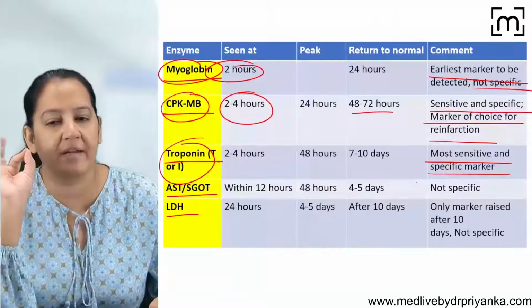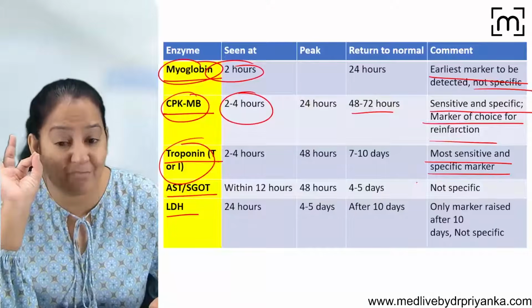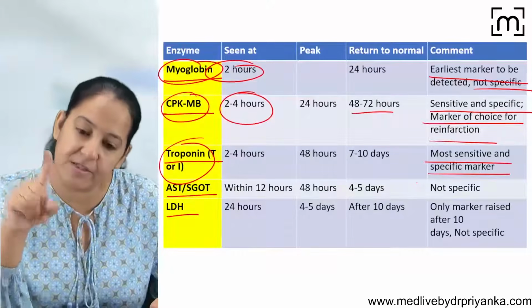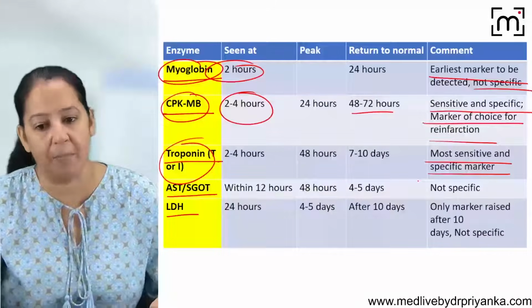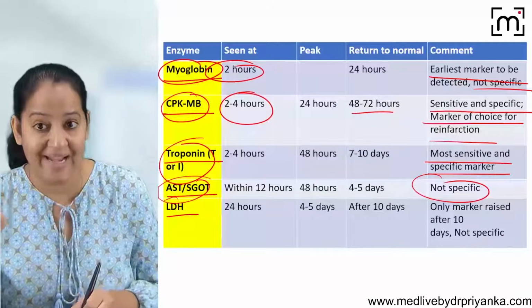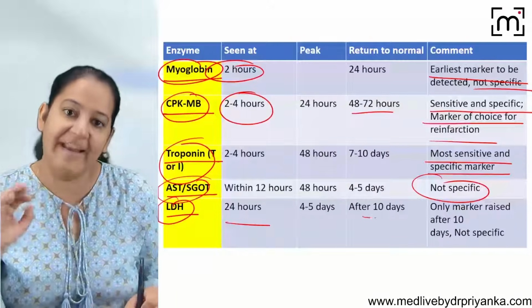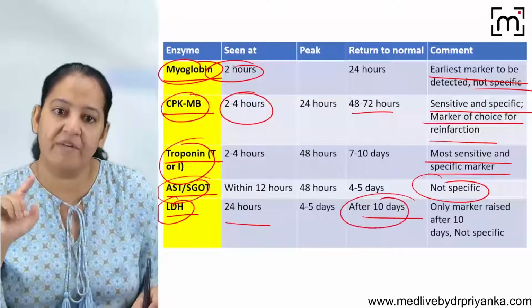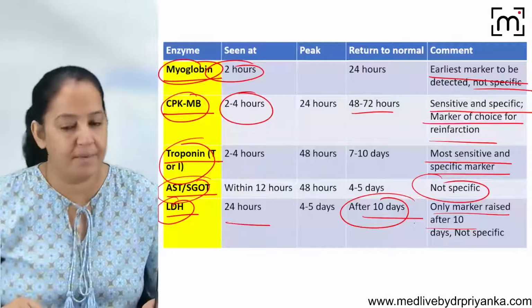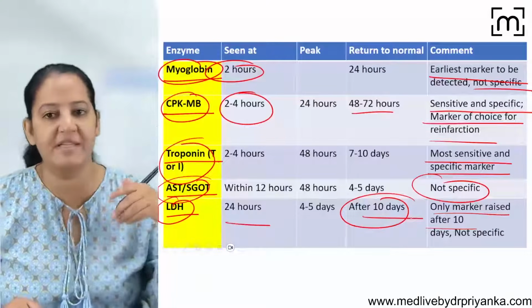Troponin T and troponin I are the most sensitive and most specific markers for MI, because they are present only in heart muscle, no other cell in the body. SGOT or AST, again, is non-specific. LDH is late to come and late to go. It is the latest marker to remain in the blood, the only marker which remains in blood even after 10 days. But it's non-specific. So you have to learn the names of these enzymes.